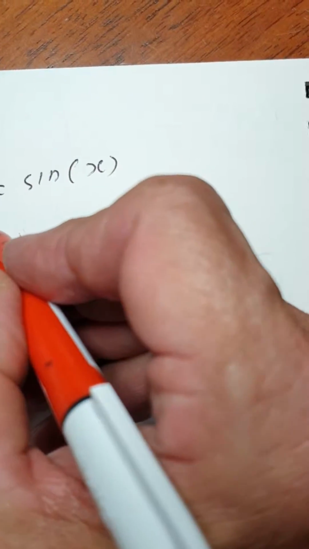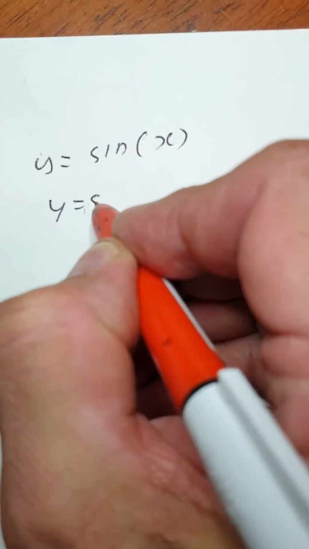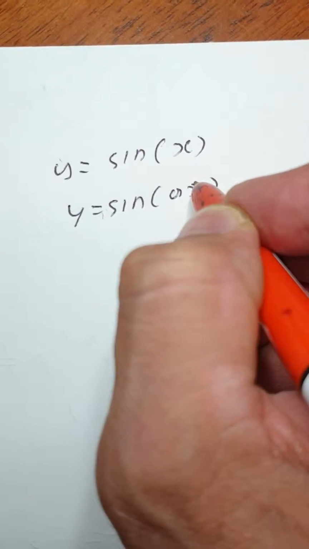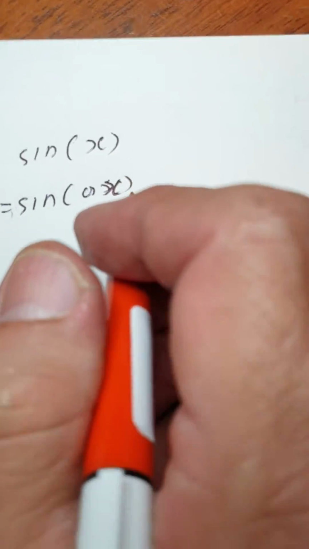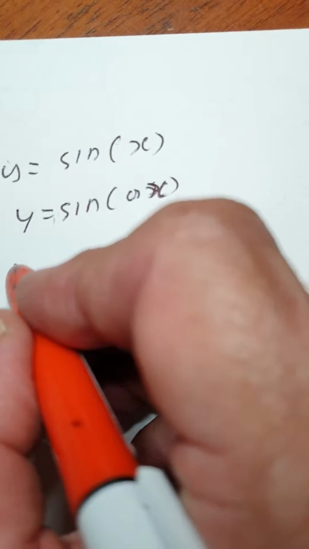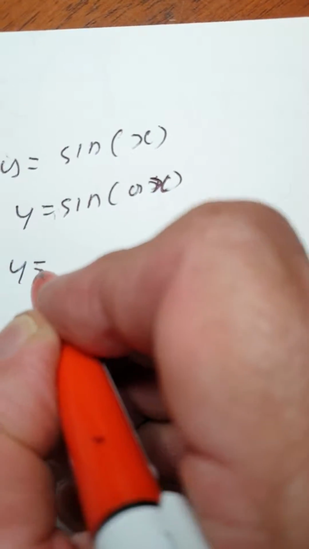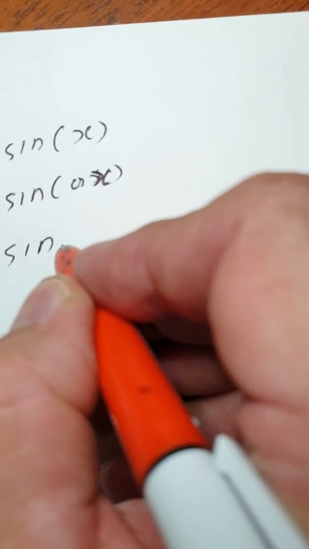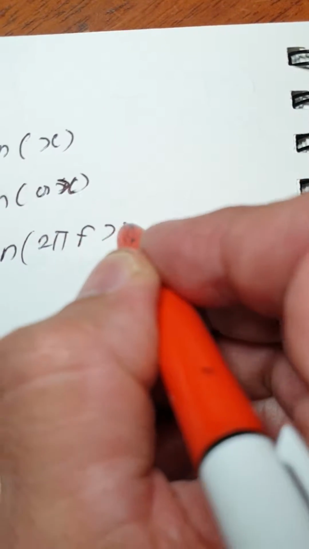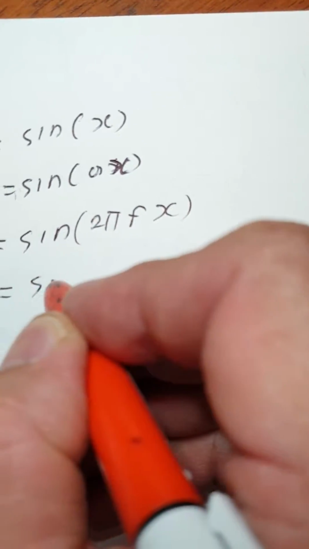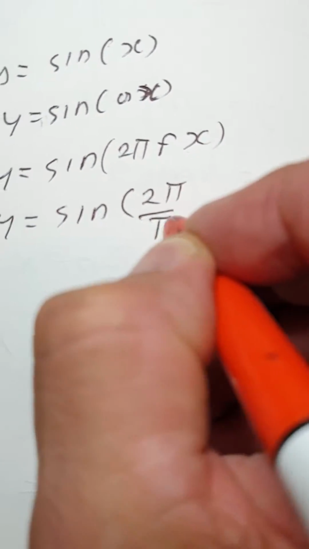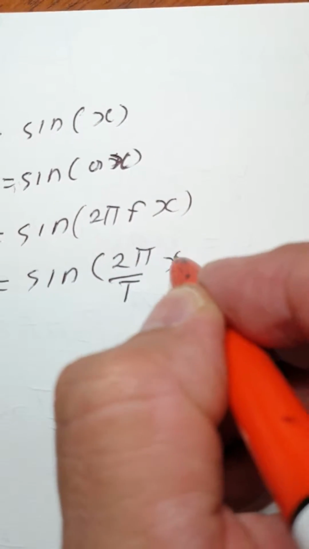If y equals, for instance, the sine of x, we can rewrite it as y equals the sine of ax, where a is a 1, and the reason we do that is because we can also rewrite it as y equals the sine of 2 pi f x, or these are all the same, y equals the sine of 2 pi on T, the period, f is the frequency, x.